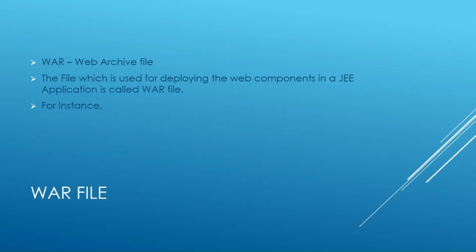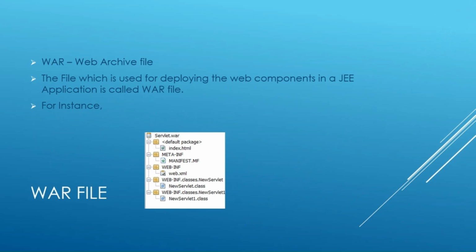For instance, here is a WAR file named servlet.war. In this WAR file, we see the index.html file with the META-INF directory. There is a manifest.mf and the WEB-INF. We see the deployment descriptor file, along with the class files.